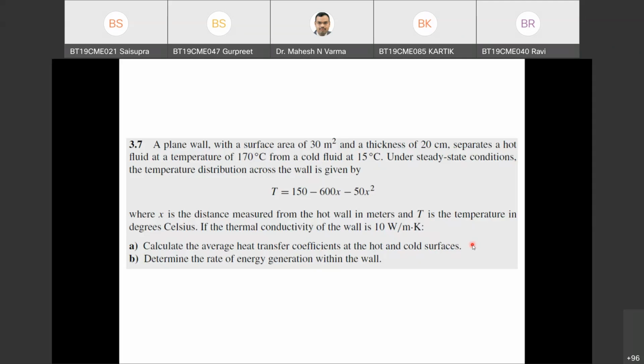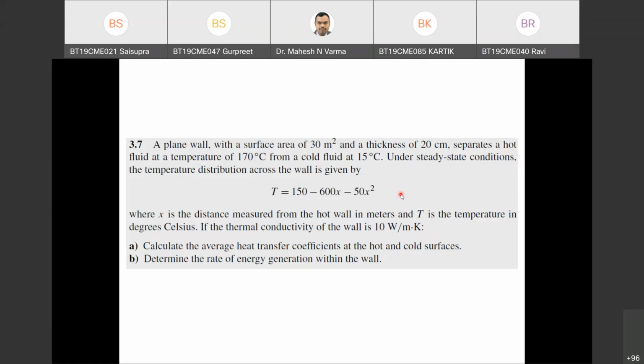K into dt by dx. K is exactly given. So you get the flux on the hotter side. That will be K into dt by dx at x equals 0, that will be the flux at the hot side. And K into dt by dx at x equals 20 centimeter will be the flux at the cold side.